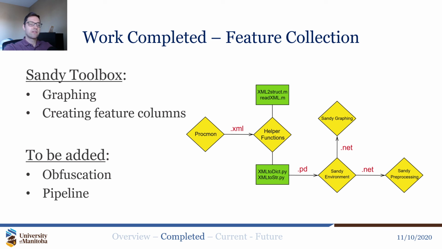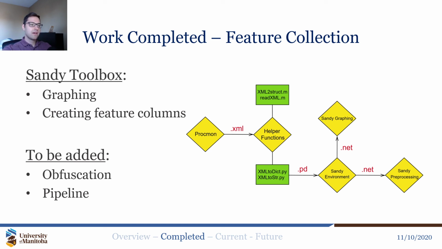And secondly, creating feature columns, which is to say, if we collect information related to the file system or registry edits of the malware or benignware, how can we take those and create feature columns? That is to say, create a representation that our model can understand.